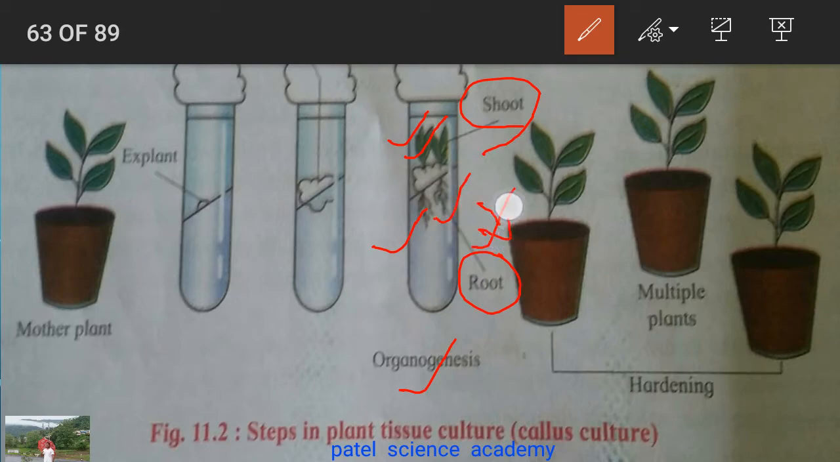Now you can take out these small plantlets from this nutrient medium, from that laboratory, outside the laboratory, and you can transport them into this pot. This multiple plants has now been produced, and it is now kept for hardening, and you can transfer the plants into the natural field for natural growth.